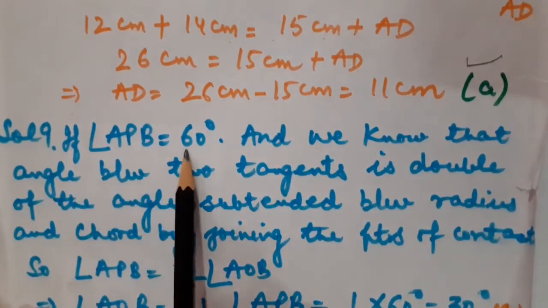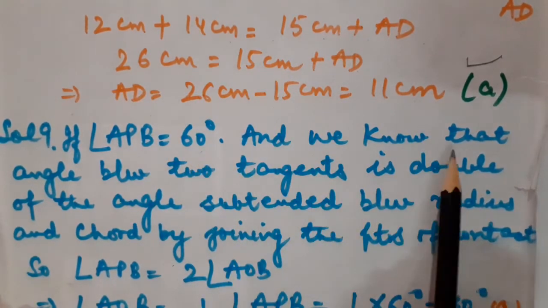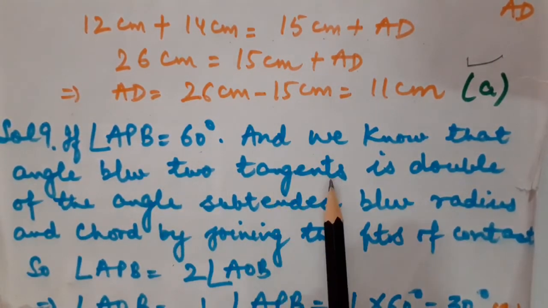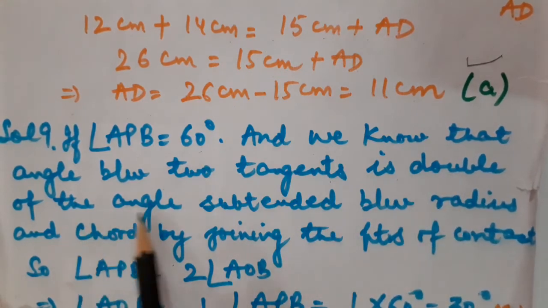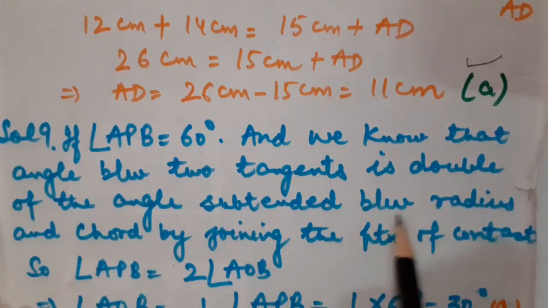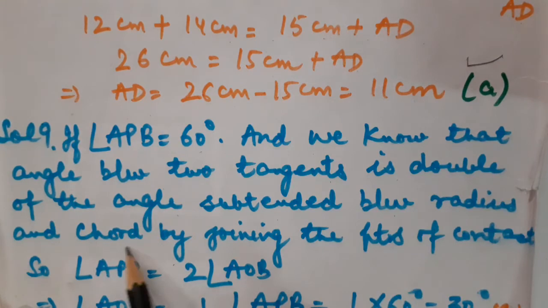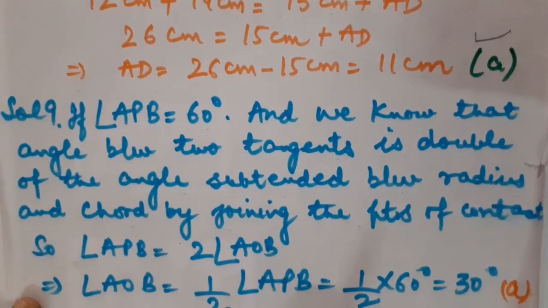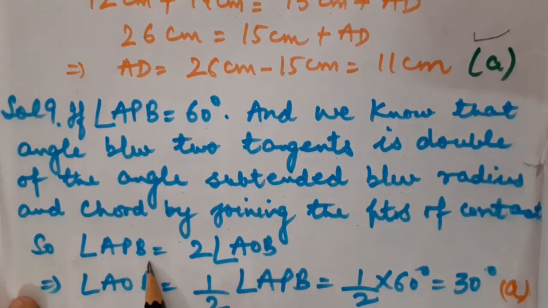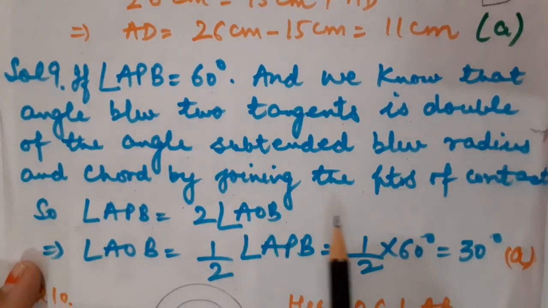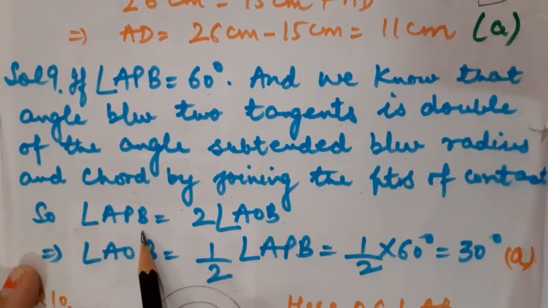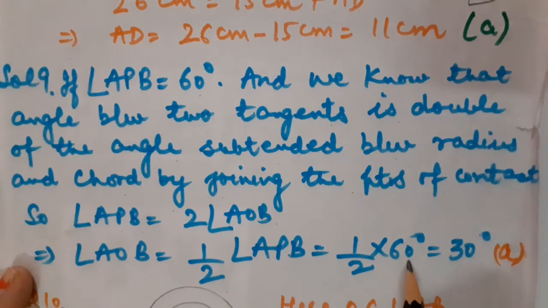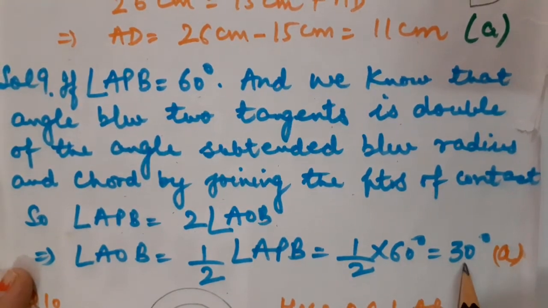If angle APB is equal to 60 degree, we know that the angle between two tangents is double the angle subtended between the radius and the chord by joining the point of contact. So what is the result? That angle APB is double of angle AOB. So it means angle AOB must be half of angle APB. It means half of 60 degree, that is 30 degree. So A is the right option. Got it, children?